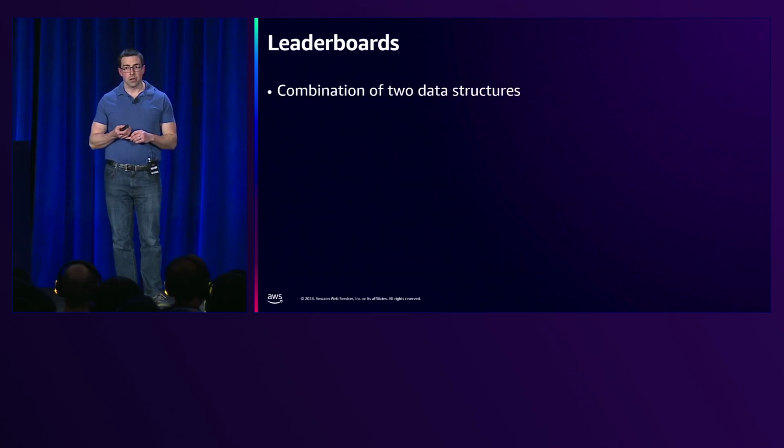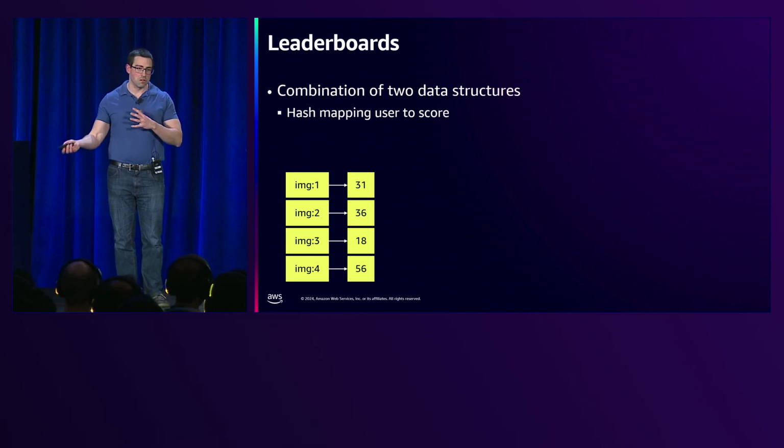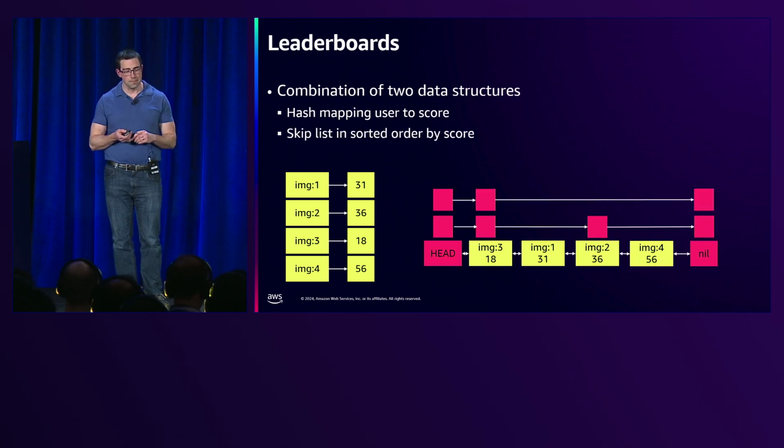It's a combination, internally within the Valkey engine, of 2 different data structures that you will have learned about in your intro CS classes. The first is the hash, mapping what's called a user to a score. In this case, our users are the images that we're storing views for, and the score itself is the number of views that it has had.